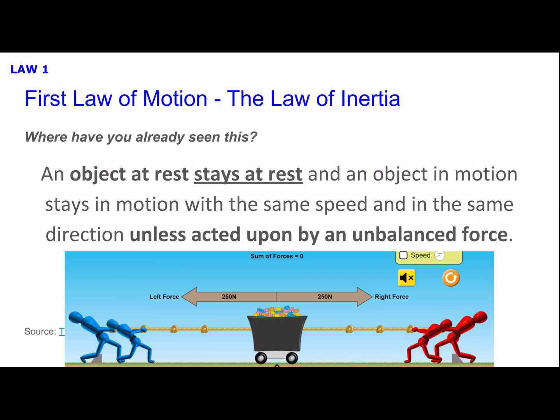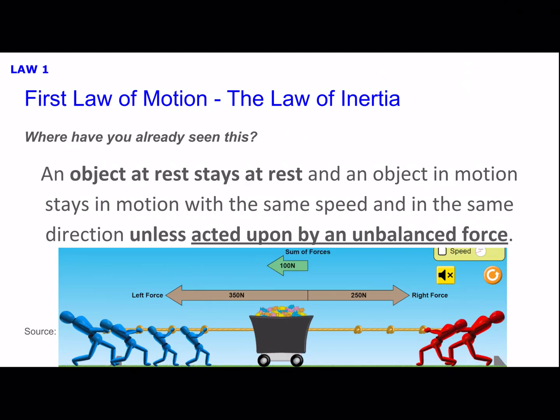So one example that you guys have already witnessed in this class is from the PhET simulation. An object at rest will stay at rest unless acted upon by an unbalanced force. So here we have balanced forces on either side, as you can see, 250 and 250. The sum of the forces, or the net force, is equal to 0. And in this example, when I hit play, the center trolley did not move because all of the forces were balanced.